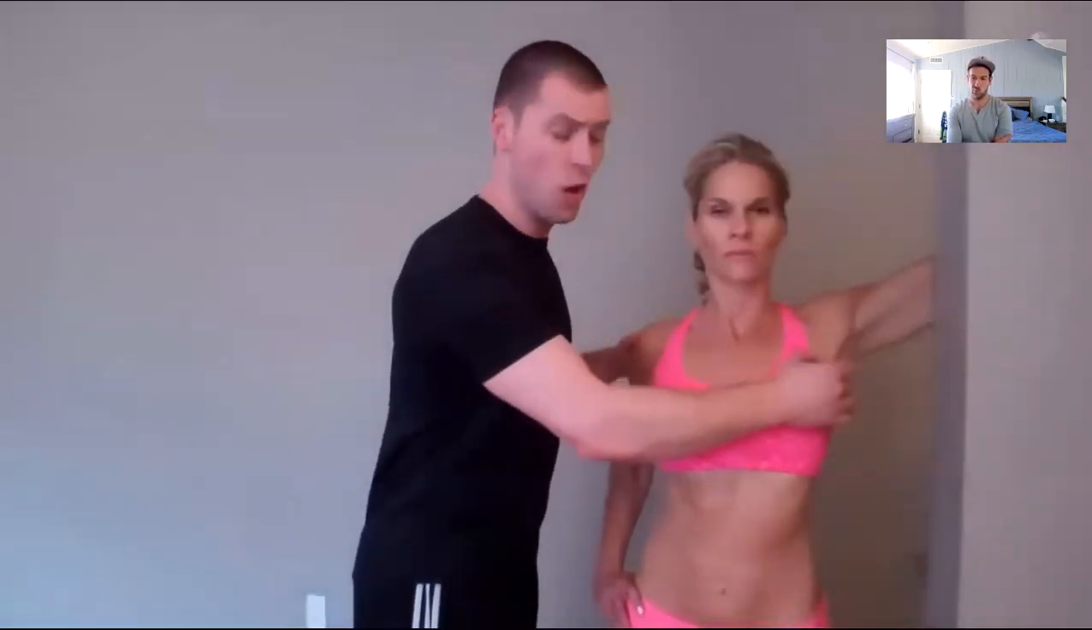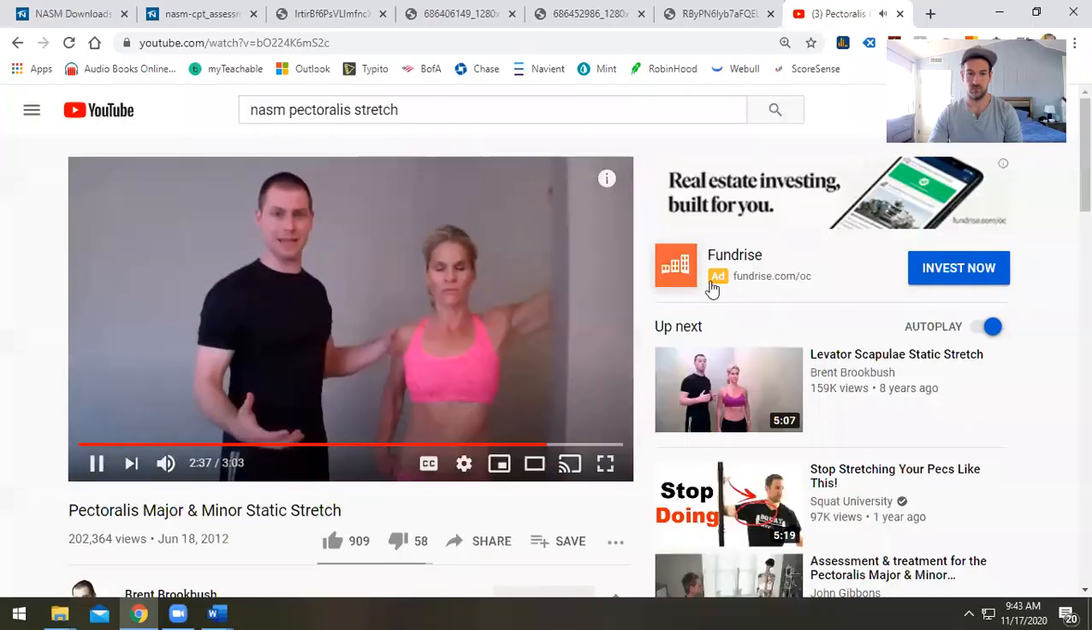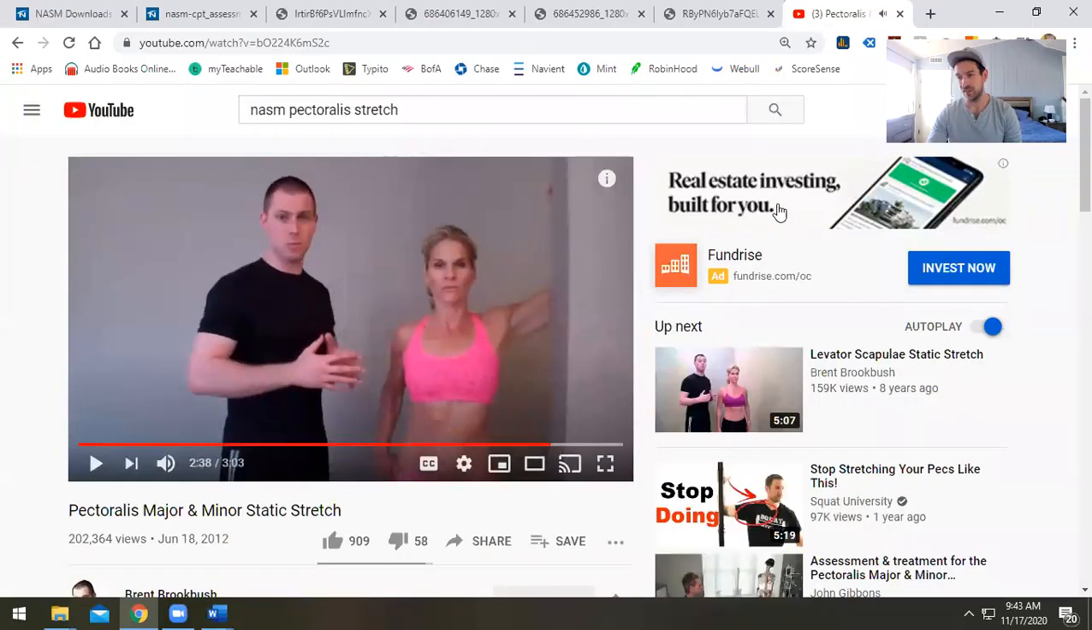I do find that of the two, pec minor has a much larger propensity to get tight in individuals. Even when most people are talking about pec soreness, a lot of people will point to their pec minor. So don't be surprised that you set somebody up and this is the only place they feel it. Now with all static stretching, guys, we are going to hold a position calmly. We're going to take nice deep breaths, and we're going to wait for a feeling of release, ideally. This should take about 30 seconds.